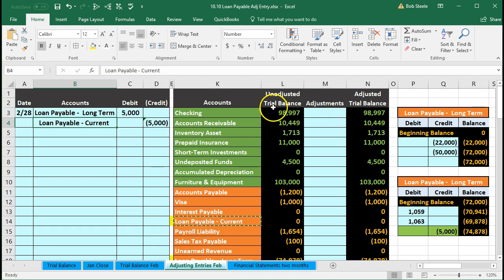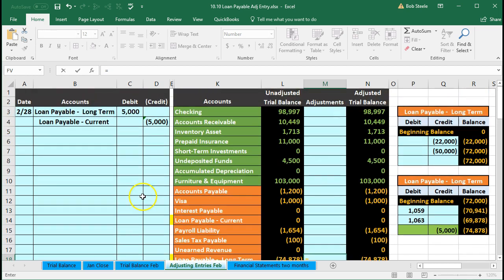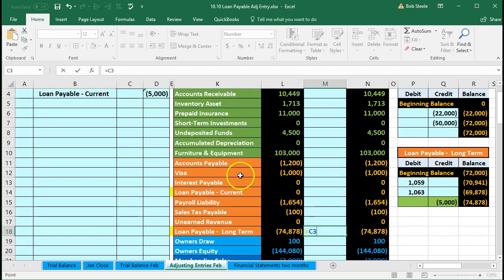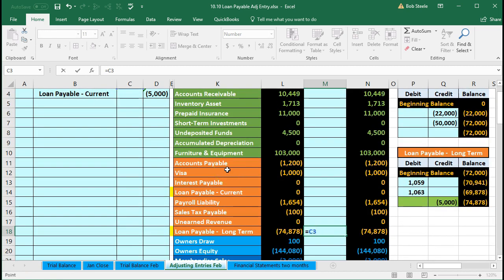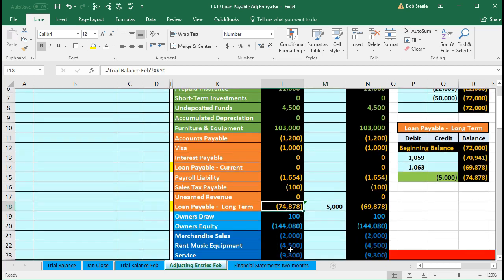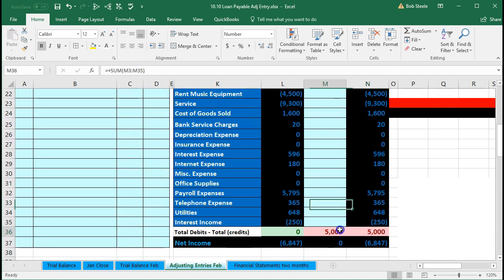and then get our adjusted balance. So here's the long-term payable. We're going to scroll down just a bit. It's going to be right there. So right there. So we're in M18. We're going to select equals, scroll up just a bit and point to that debit, and it should bring down this amount. Pointing to that 5,000, and that brings the balance down from 74,878 down by 5,000 to 68,878. That puts us out of balance, of course, by the $5,000.